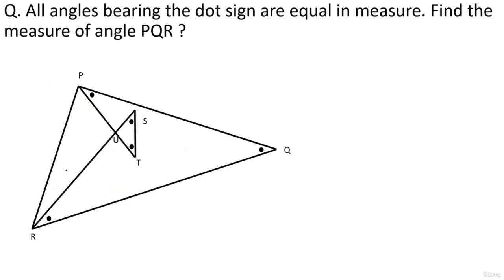All angles bearing the dot sign are equal in measure. Find the measure of angle PQR. Take the value of any one of the dotted angles. That is the question here. You can try it out, guys, if you want, and then we'll anyway look at the solution.